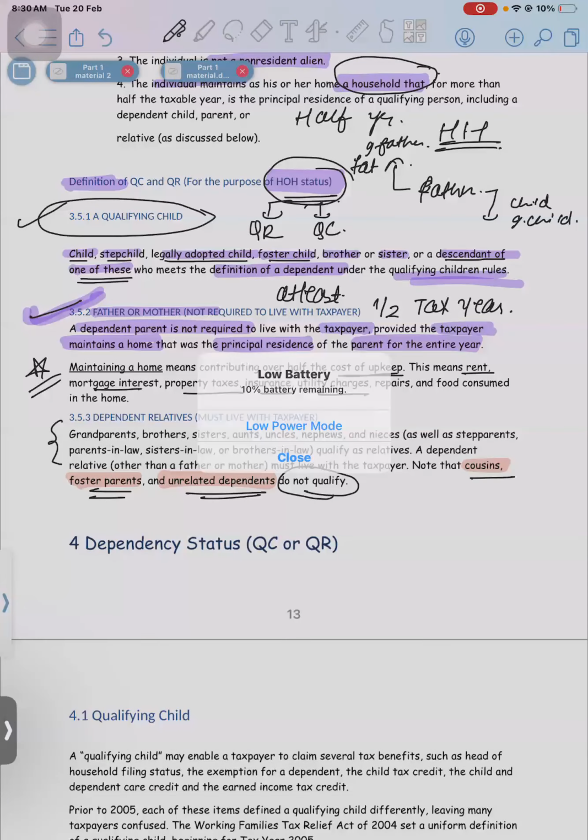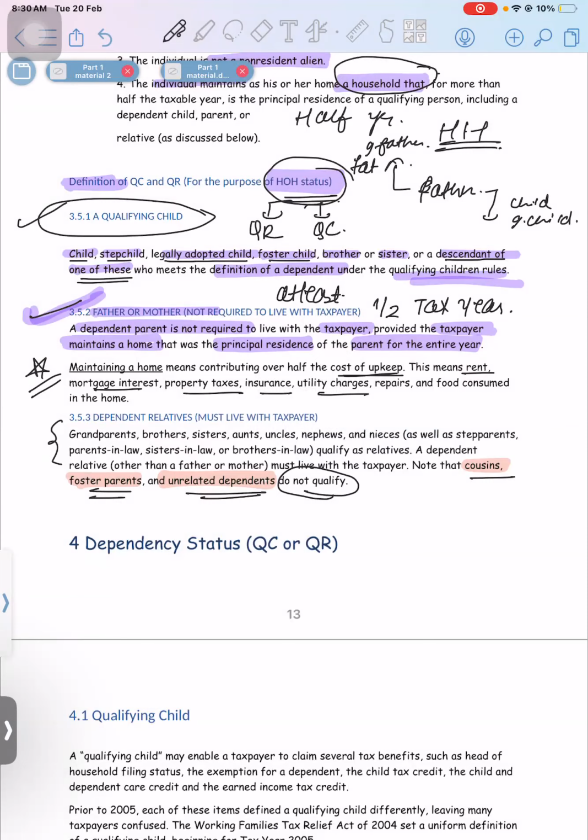Okay, that is not an issue. The thing is, at least you should have one of these two to claim a HOH. We are just looking at the eligibility criteria. If you have both, that's good. You can take both of them as a dependent. We'll see tomorrow the 1040 form. There is a whole column in the 1040 form where you can add n number of relatives, n number of dependents on your tax return.